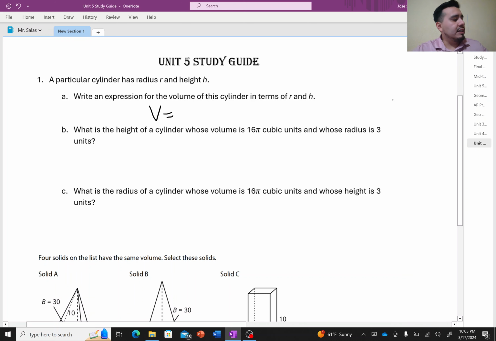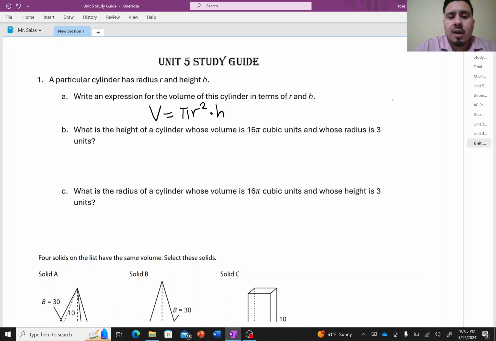Well, if you look at the bottom base of this cup, I'm not going to tilt it because I'm going to spill my drink. But the bottom base of this drink is round. It's a circle. So the bottom area of that circle is pi r squared. And then the height is just the h. So we're just going to put times h. And there we go. That's all we have to do for part A.